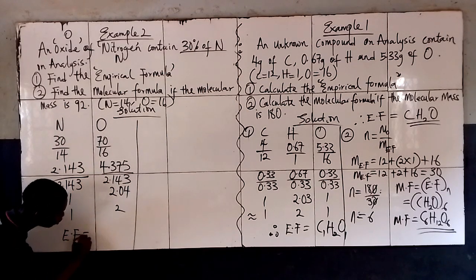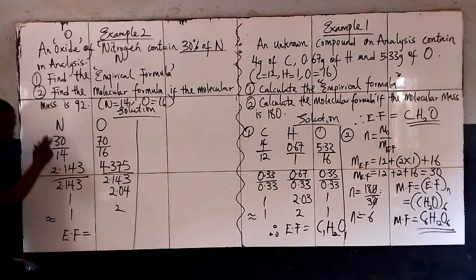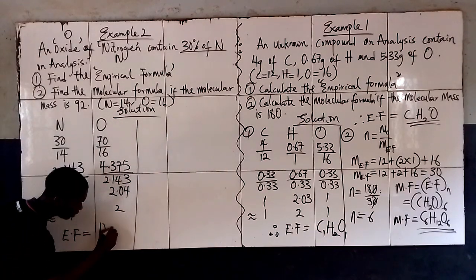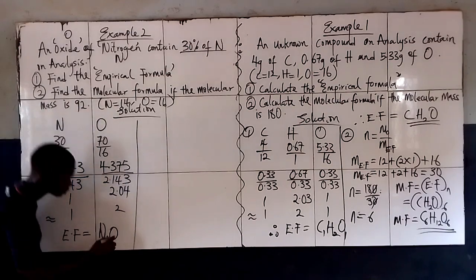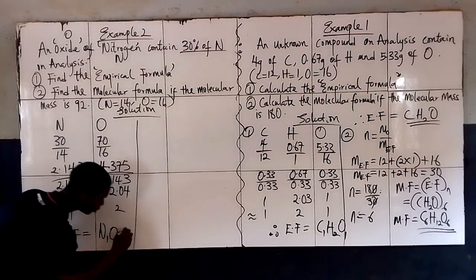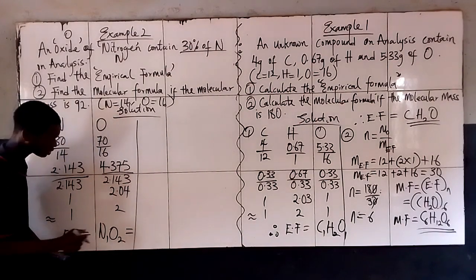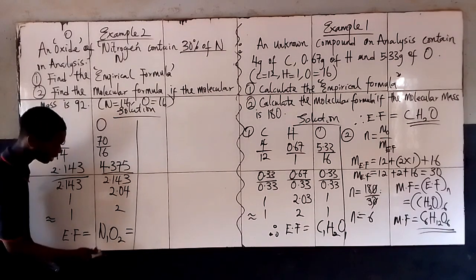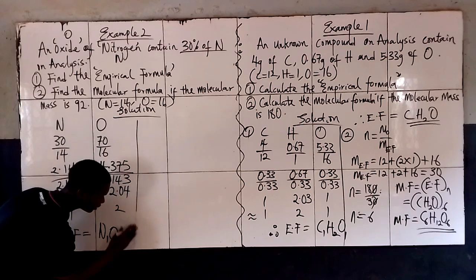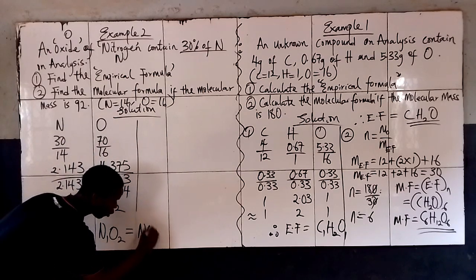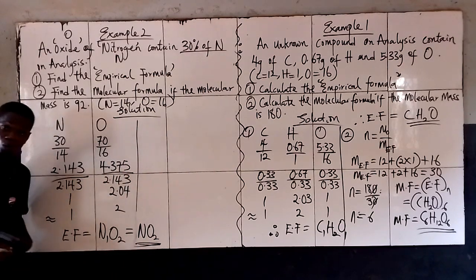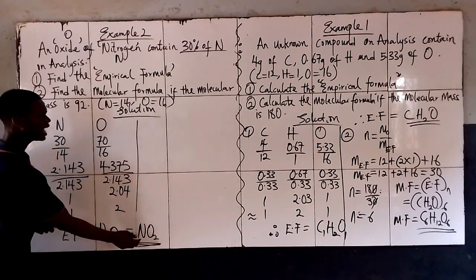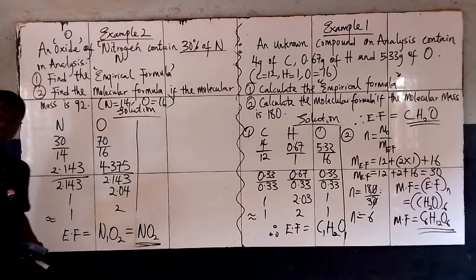The empirical formula for this compound will now be: there's nitrogen in this compound. How many nitrogen? 1. There's oxygen in this compound. How many atoms? 2. So the empirical formula, therefore, because I told us that we don't show the subscript 1 in the empirical formula, will now be equal to NO2, and this is the empirical formula. We have removed the subscript 1 because we don't show it in chemistry. So now this is the answer to question 1.